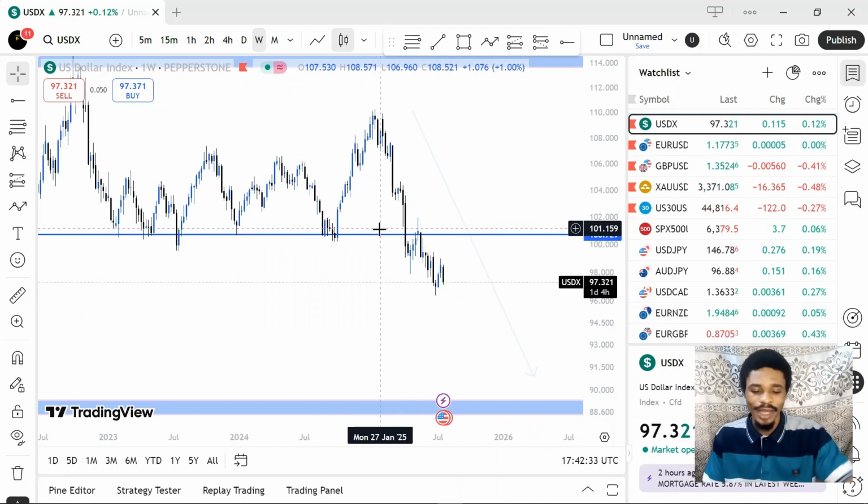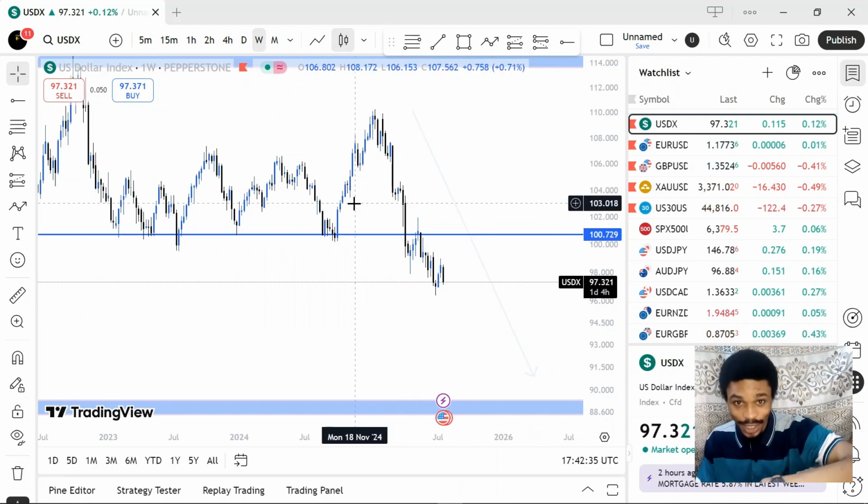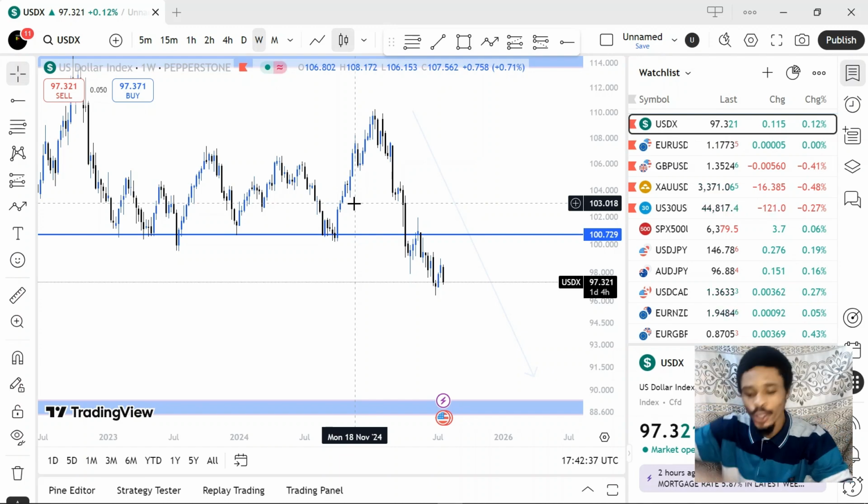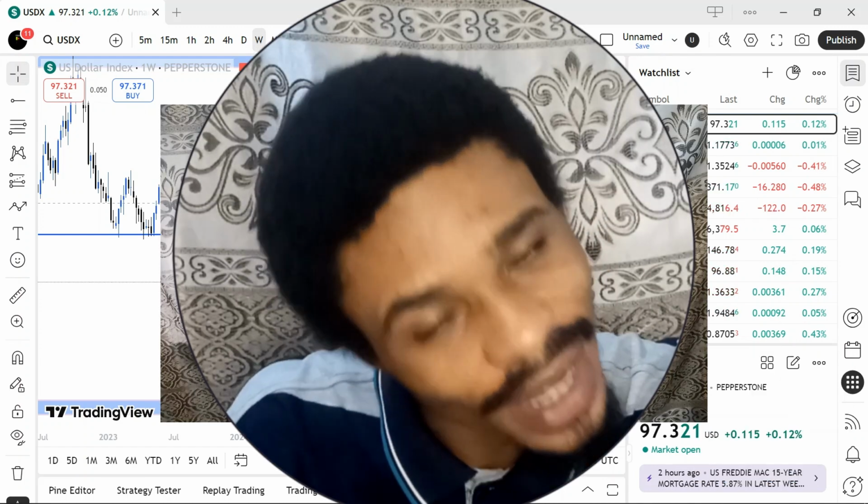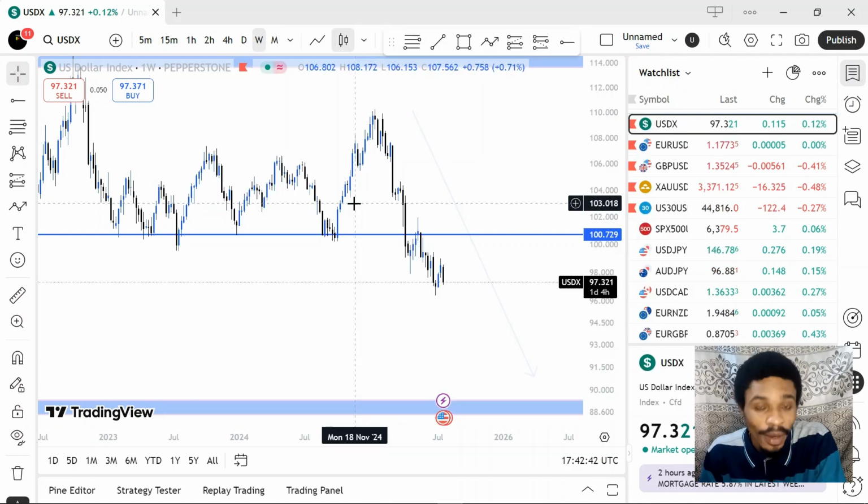I've seen days whereby USD tanked like this, other pairs flew up. You know what gold did? Gold tanked with USD. What the heck? It's supposed to be like that, but it happened.